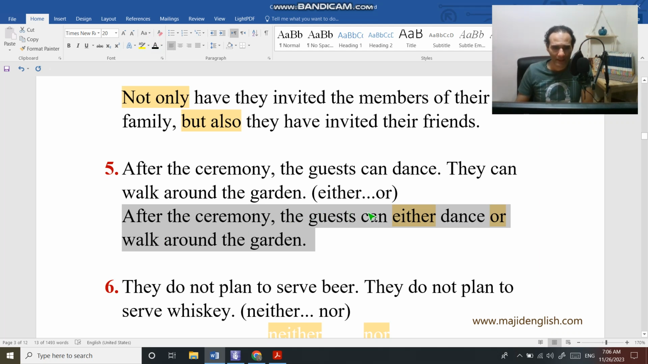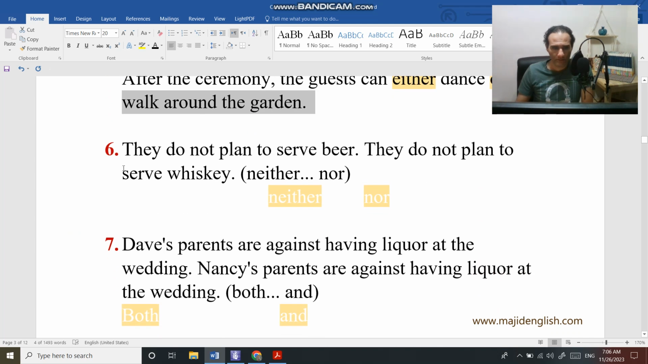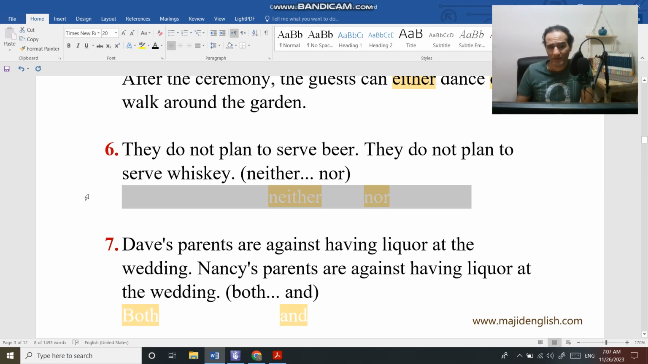After the ceremony, the guests can either dance or walk around. So you're connecting basically two verbs or two verb phrases together with either or. They do not plan to serve beer, do not plan to serve whiskey. So not means negative, and that is neither nor. This one is a bit tricky. Your verb in neither nor is positive, but the overall meaning of the sentence is negative.